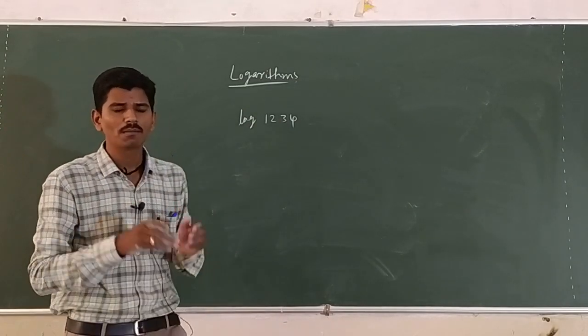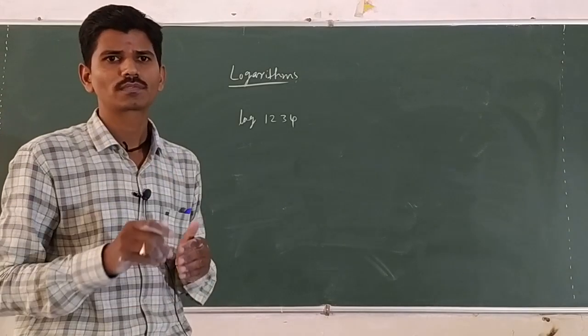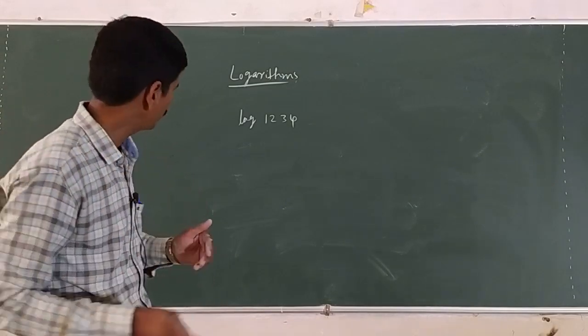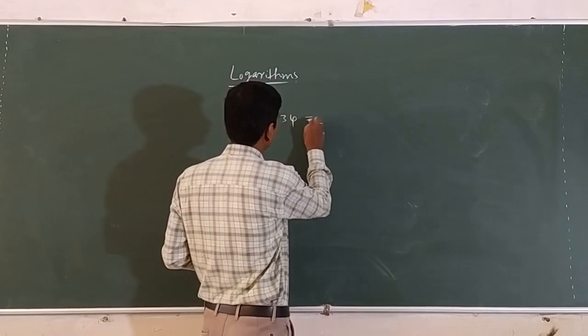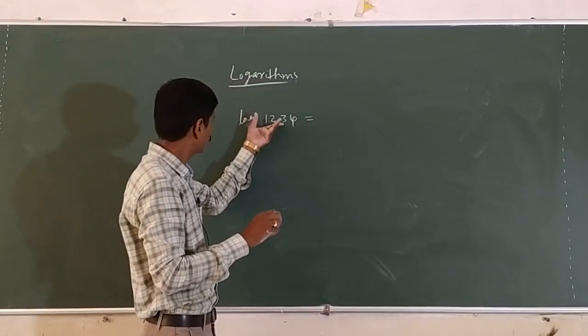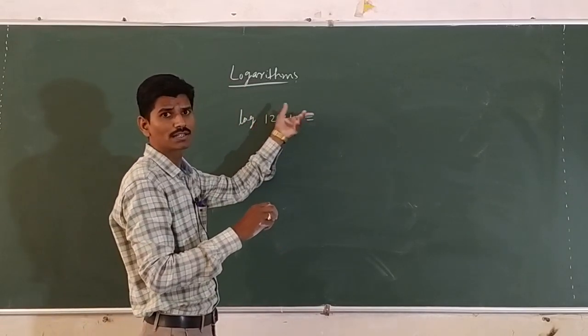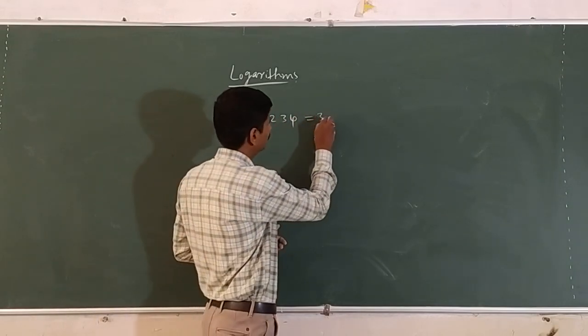In logarithm, the characteristic is the number of digits minus 1. Here there are 4 digits in total, and 4 minus 1 is 3. So you have to put 3 point.